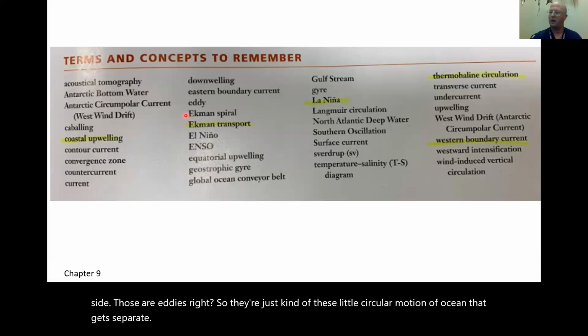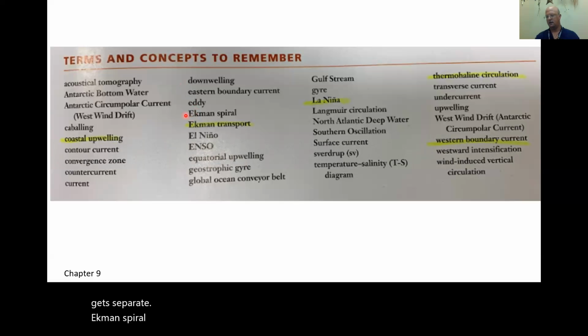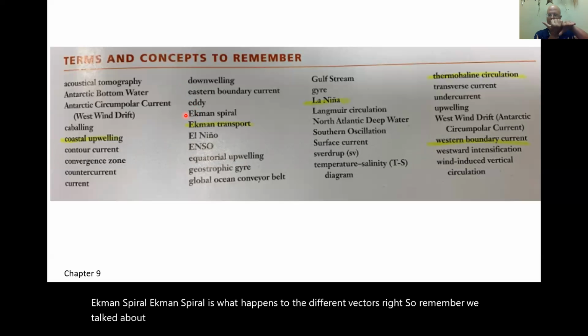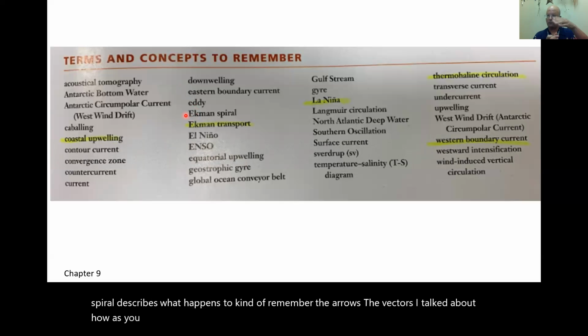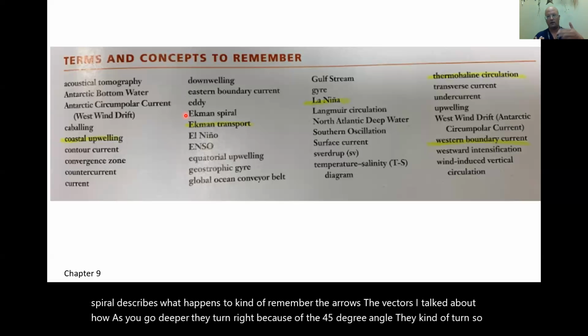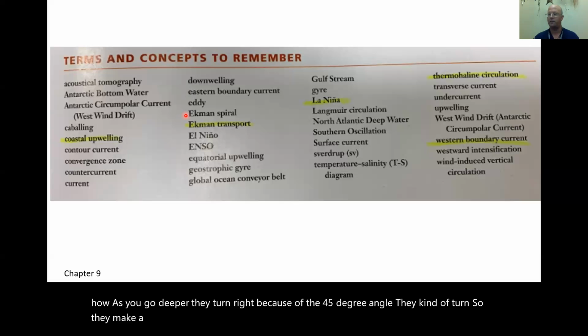Ekman spiral. Ekman spiral is what happens to the different vectors, right? So remember we talked about the way the wind blows and you have Ekman transport 90 degrees. The Ekman spiral describes what happens to the arrows, the vectors I talked about, how as you go deeper, they turn, right? Because of the 45-degree angle, they kind of turn, so they make a spiral. That's why it's called the Ekman spiral.